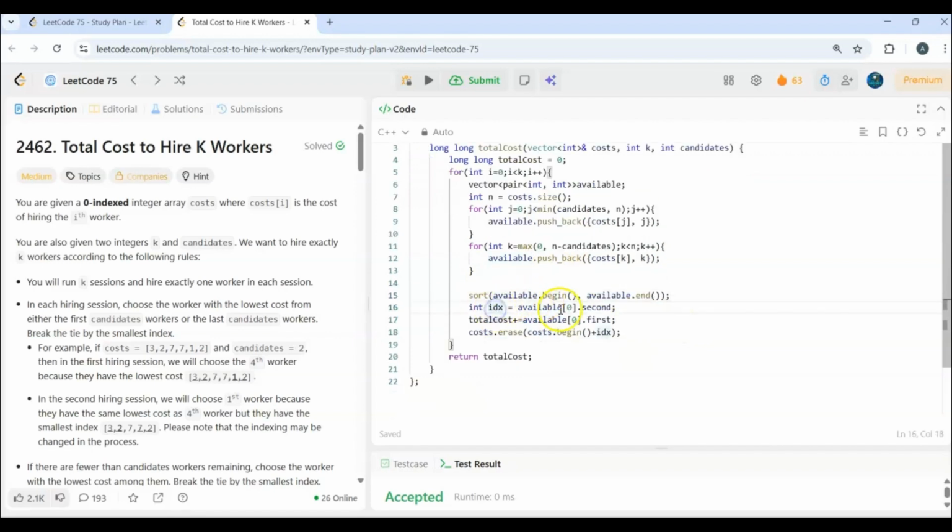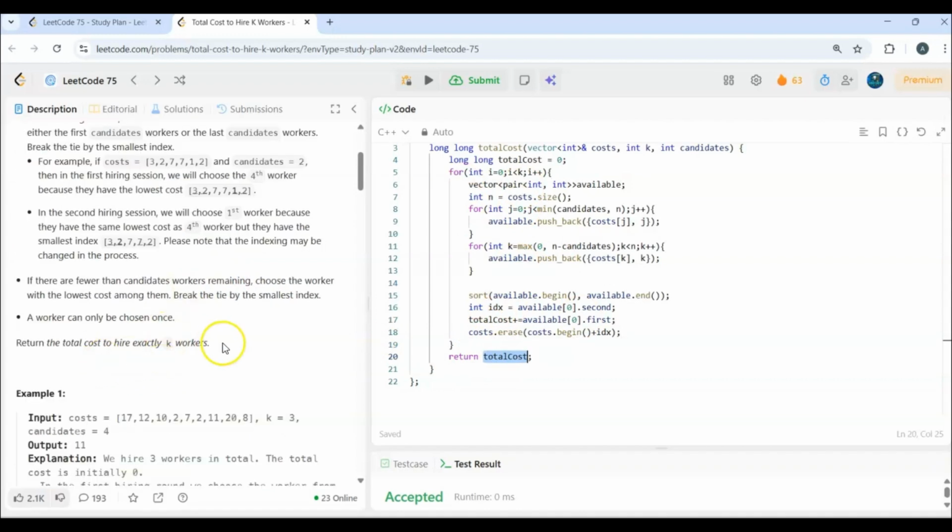So we'll take that index by using available of 0.second, and we'll grab that cost value by accessing it with available of 0.first and adding it into our total cost. So in this way, I've taken both the index value and the cost value here, and finally with the help of our index value, we'll remove that particular selected worker from our cost vector by erasing it from our cost vector. So after performing these steps k times, we'll return the total cost, which would give us the total cost to hire exactly k workers. So let's quickly run this code. It's okay, so let's submit.